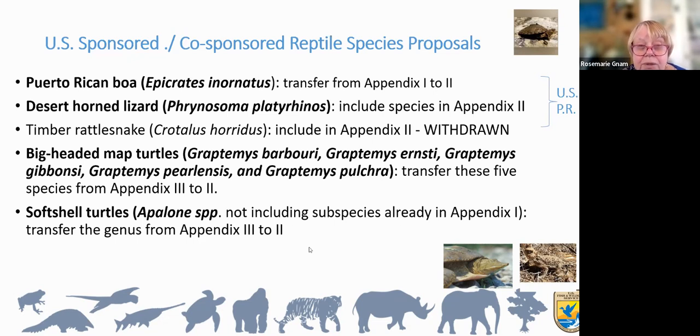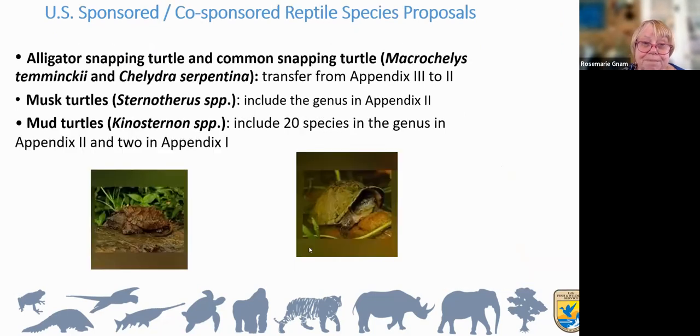They are now in Appendix 2, and any export of these map turtles requires not only a legal acquisition finding, which is what you needed only for Appendix 3, but now requires a non-detriment finding as well. And that'll be true of some of the other ones we transferred to Appendix 2. Soft-shell turtles, all the Apalone species that were not in the CITES appendices; there was a subspecies in Appendix 1 from Mexico. We transferred the genus. All the species in this genus are now transferred from Appendix 3 to Appendix 2. Next slide. And that was adopted by consensus.